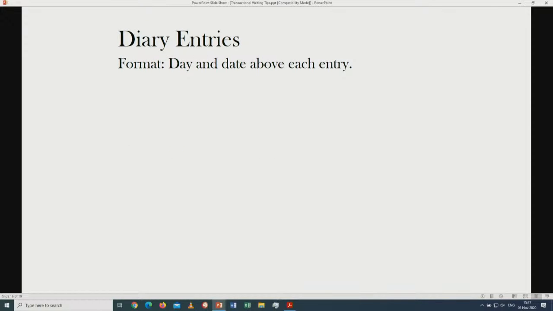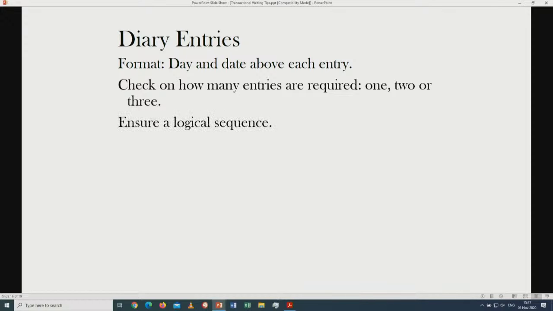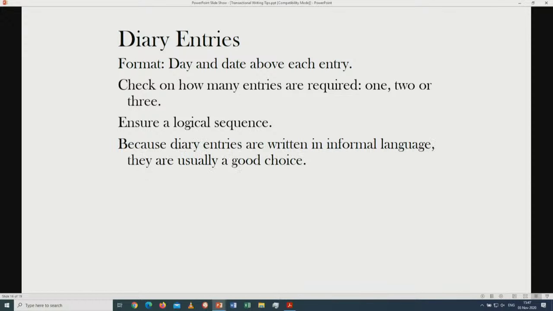Okay, diary entries. Day and date above each entry. That's the only format guide. You can be given either 1, 2, or 3. Make sure that you know the correct number. If you blow the number, you're going to wipe out half your marks. Logical sequence, please. Okay? I don't want you going into hospital with 3 broken legs after a car smash and coming out feeling absolutely fine the next day. It doesn't work like that. Okay, informal language, so they're a good choice. Very informal. It's the most informal language you can get.